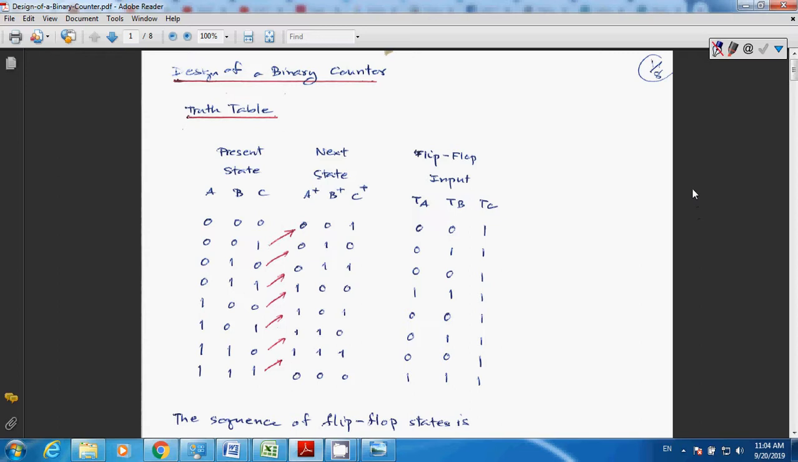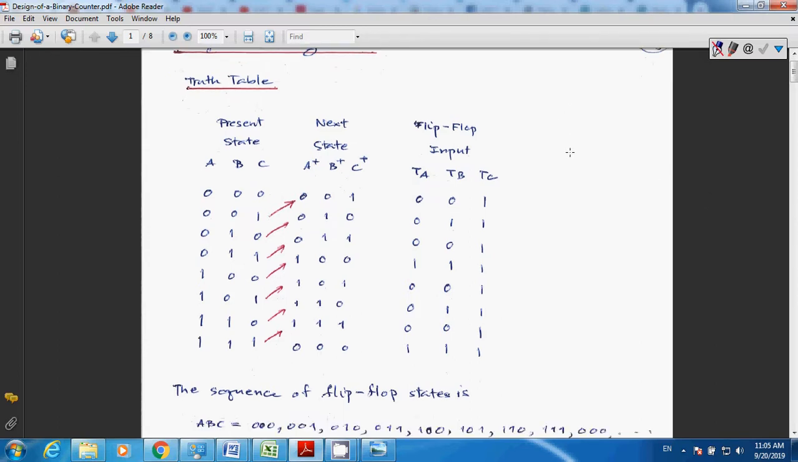Okay, let's get started with this one. I want to talk about the design of a binary counter, in terms of applying the T flip-flop, and also the JK flip-flop. Let's get started with the truth table first.